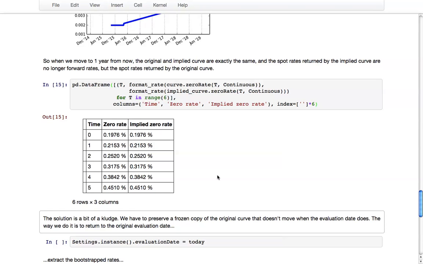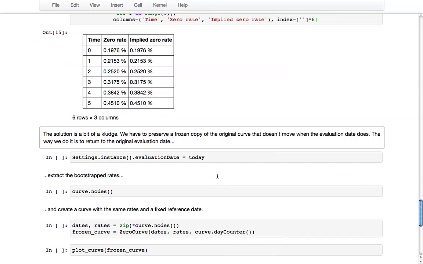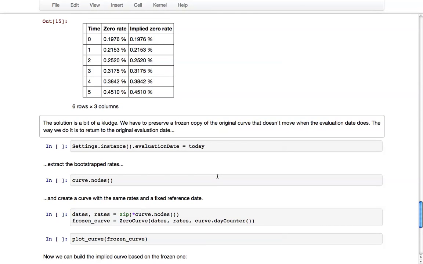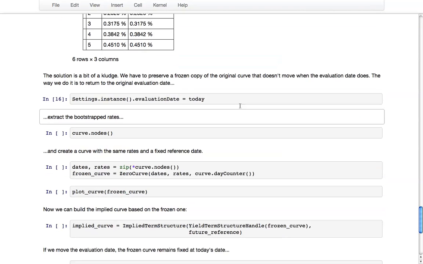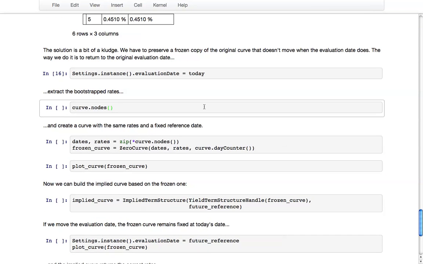Well, the solution is not a clean one. It's a bit of a kludge. We have to copy the rates from the original curve, use them to build a curve that stays frozen even when we move the evaluation date, and use that curve as the underlying curve for the implied one, which means we go back to today's date, at which point the original curve has moved back as we wanted, as we had it at the beginning.